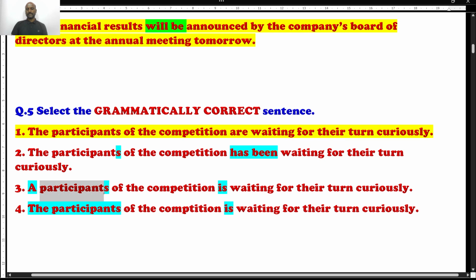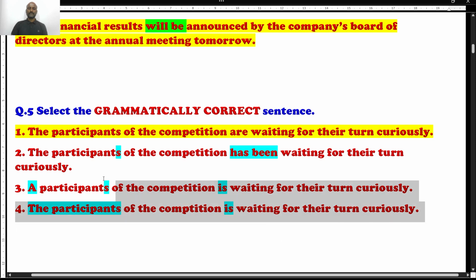Suppose if the participants is given, it is in plural form, more than one, we are supposed to use are waiting. So it is wrong again. Option 4, the participants of the competition is. See, the participants, okay, fine. Agree with. Again is, no. It is in plural form. It is supposed to be are.